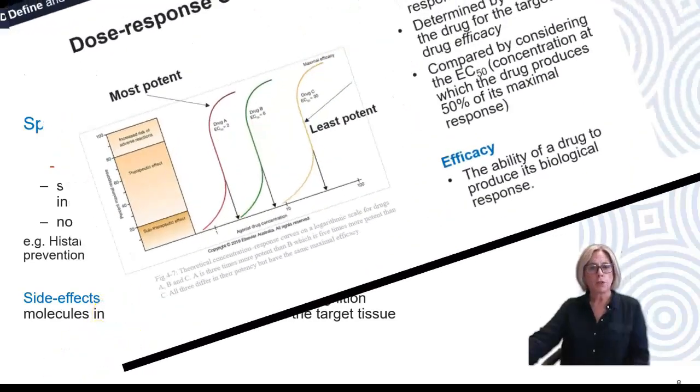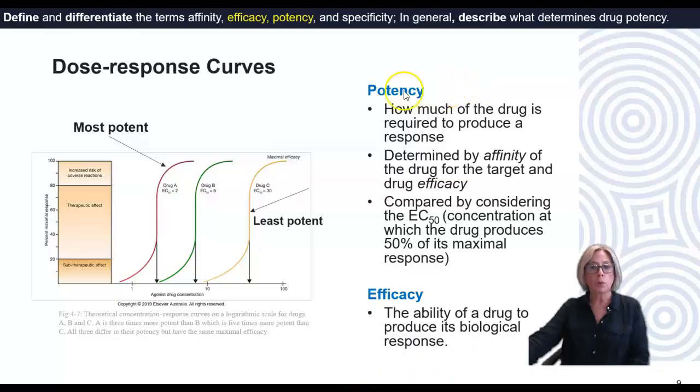Two other really important terms in relation to drugs are potency and efficacy. I'm going to start with efficacy, and it is the ability of a drug to produce its biological response. So I guess efficacy is the maximal response that a particular drug can produce. It's really important clinically. Some drugs display the same efficacy, whereas other drugs have different efficacies. So when we're talking about efficacy, we're talking about how big an effect a particular drug can have.